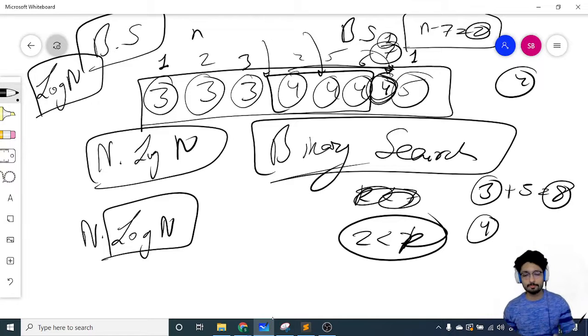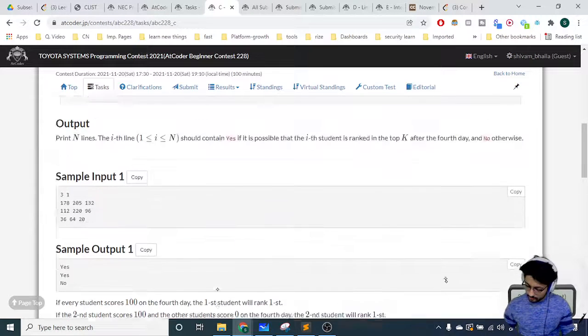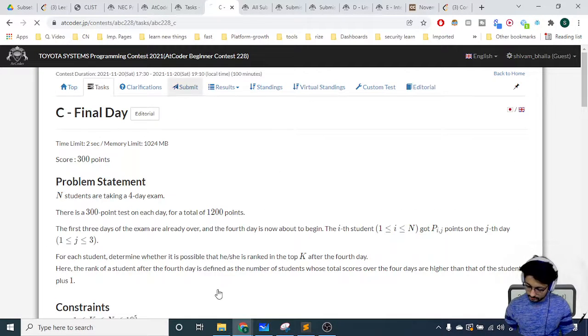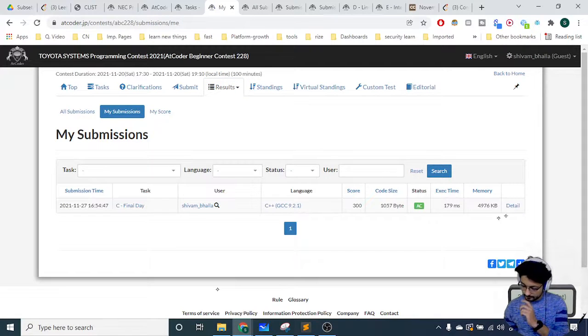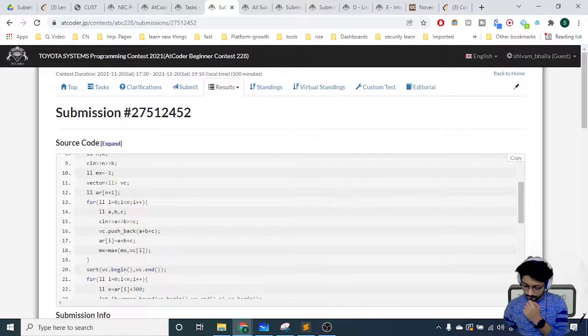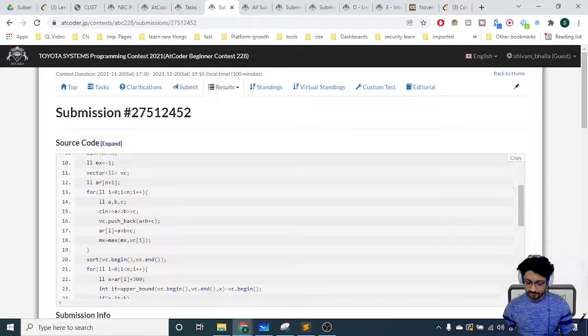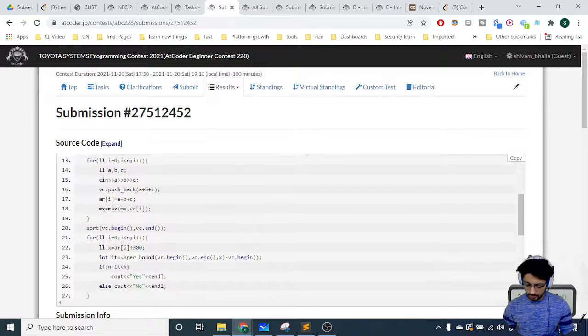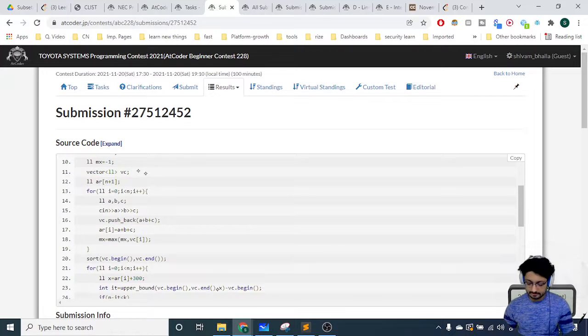Let us move down to the code part to make it more clear. So if I go to the code part, I have to open my submissions. Yep. So what I've done here is that you have to take input of n and k. You just iterate over the whole vectors. Maximum is not required. I've just used maximum, it is not required at all.